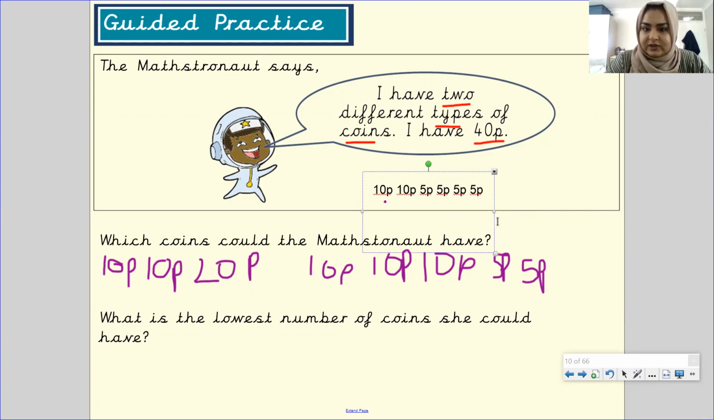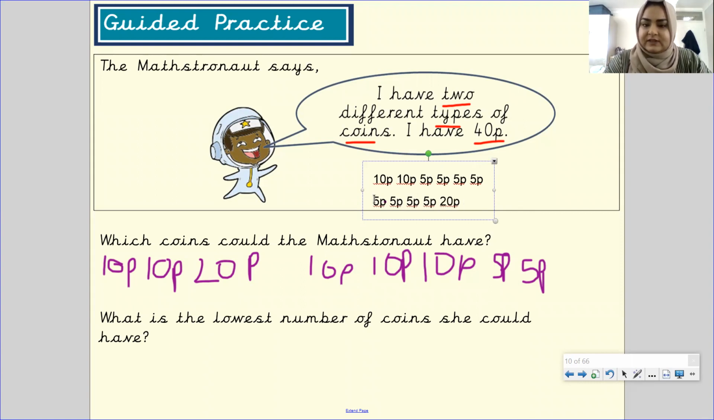Another way I could do this is by having 5p, 5p, 5p, 5p. So 5, 10, 15, 20, then 20p. So that's 5, 10, 15, 20, 30 and 40. So now it says here, which is the lowest number of coins she could have? If you look at your list and see the different ways you wrote down, you can make 40p with 2 coins. Look at which one has the least number of coins.